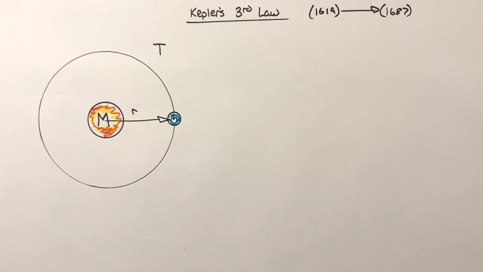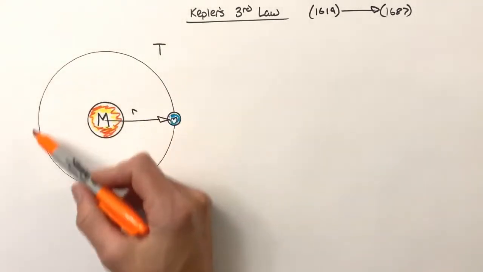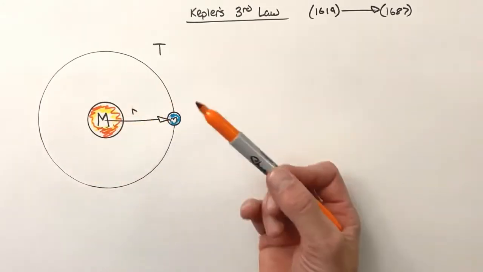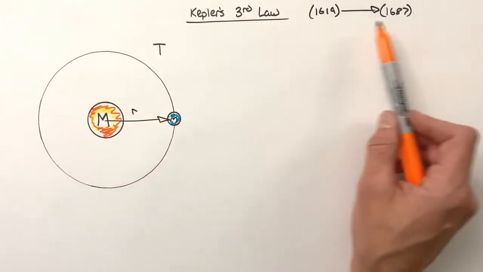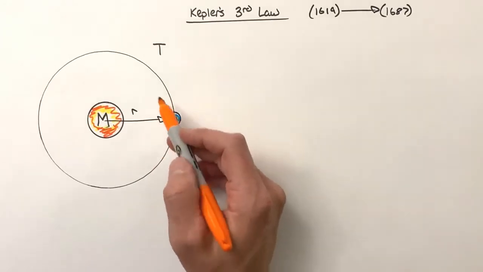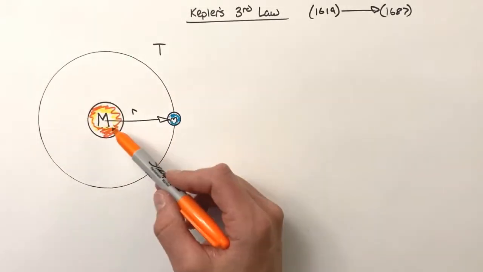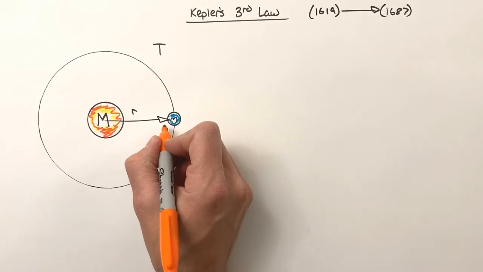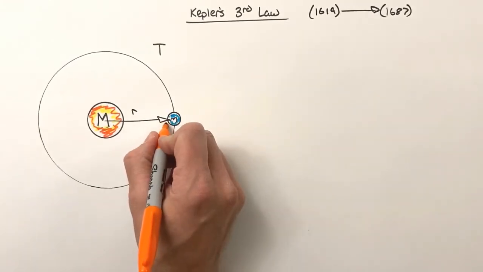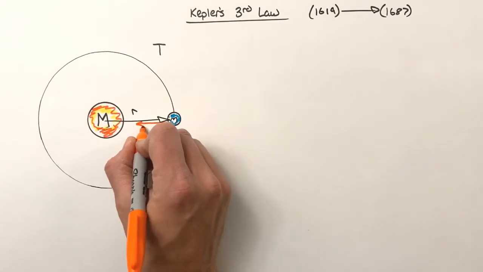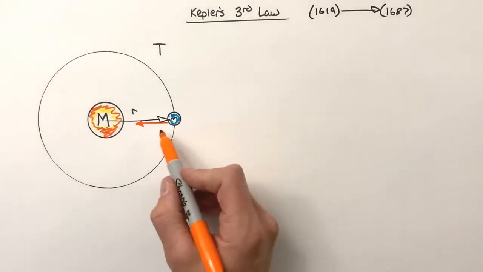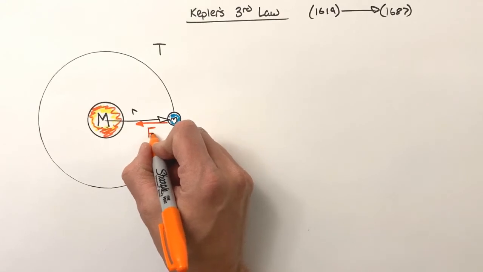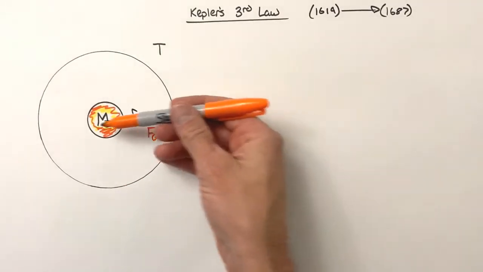Now to do that, we're going to look at what forces are in fact keeping this object in orbit around this other central object. There was a lot of debate back in this period of time in the 1600s as to what in fact was keeping objects in orbit around central objects like the sun. Newton came along, proposed the theory of universal gravitation, and eventually that was proven to be true. And so we're going to realize, much as Newton did, that the only force acting on this object as it orbits around, in this case, the sun, is gravity. And that force by gravity is acting radially inward.